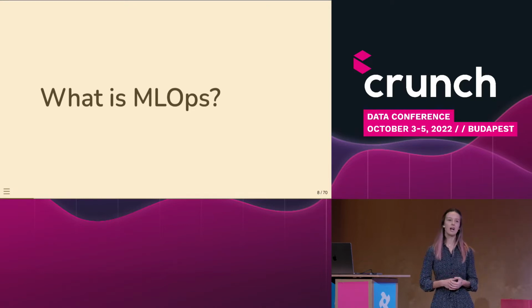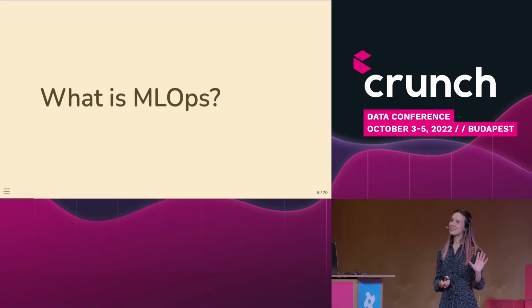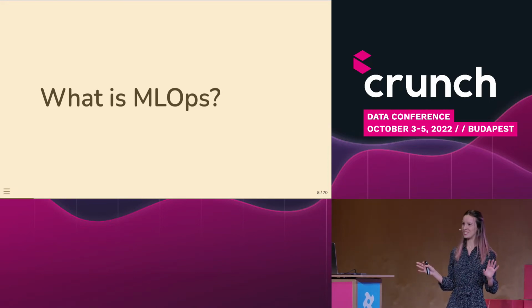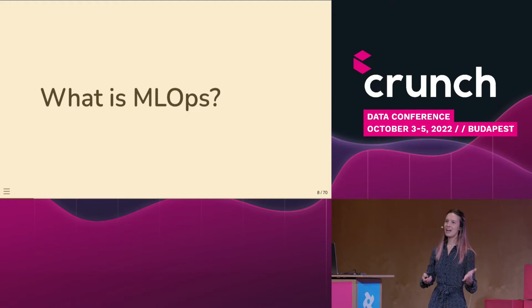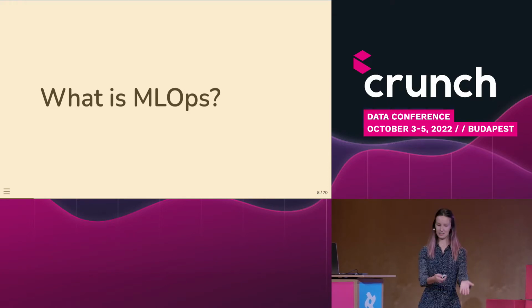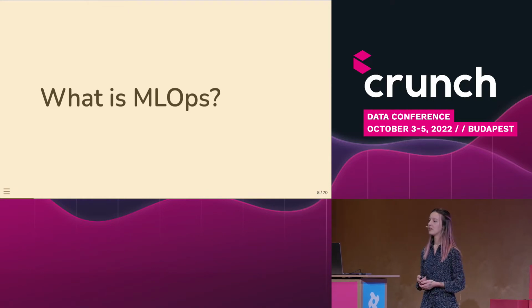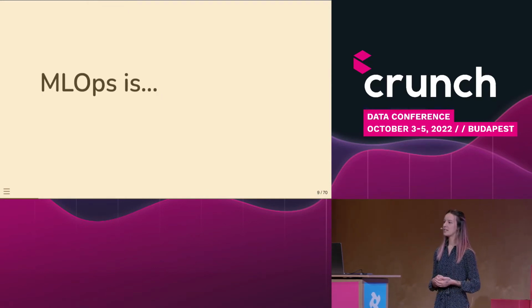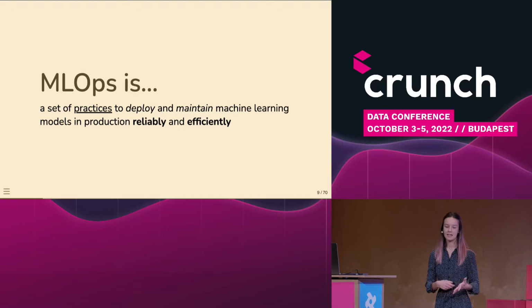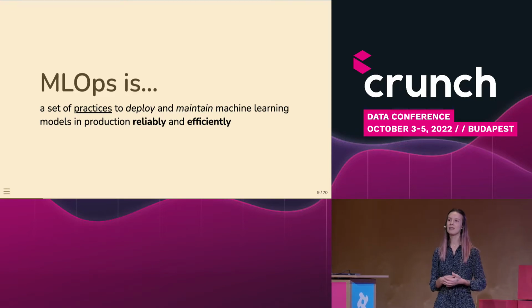MLOps is the combination of machine learning and development operations, which I find is not the most useful frame of mind when thinking about what this word really means. So I think a better definition is that MLOps is a set of practices to deploy and maintain machine learning models in production reliably and efficiently. And these practices, they're hard.